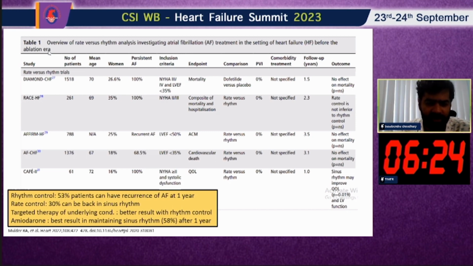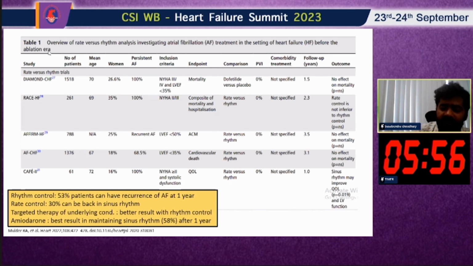So if we look at the box lower down, with rhythm control, 53% of the patients can have recurrence of AF after 1 year, even after an initial successful phase. And with rate control, 30% of the patients can be back in sinus rhythm. So targeted therapy of the underlying condition, as we had already discussed, will give a better result with rhythm control. And among all the drugs available, amiodarone has the best result in maintaining sinus rhythm after 1 year, in 58% of the cases.